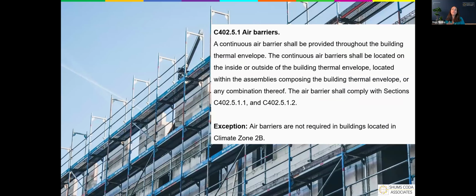in this section. So the first thing is, you are still required to comply with the air barrier sections, and you also have to make sure that you're complying with C402.5.1 and C402.5.1.2, unless you happen to be in climate zone 2B, which none of us here in Colorado are 2B.